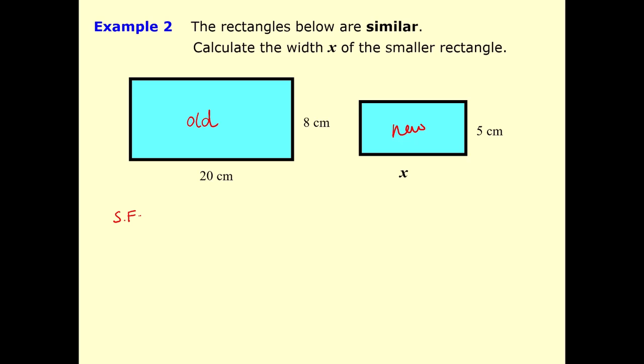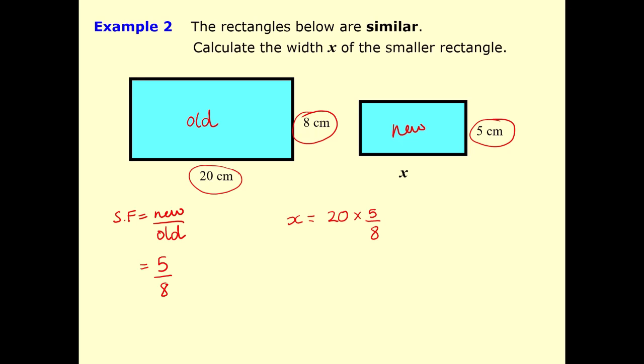So our scale factor equals new over old. So our new length is 5, and that's going to be divided by our old length, which is 8. In this case, we can't simplify it, so 5 over 8, we're just going to leave it like that. So then x is going to be equal to our corresponding side, 20, multiplied by our scale factor of 5 over 8. And you can use your calculator to work this one out, and you will get 12.5 centimetres.